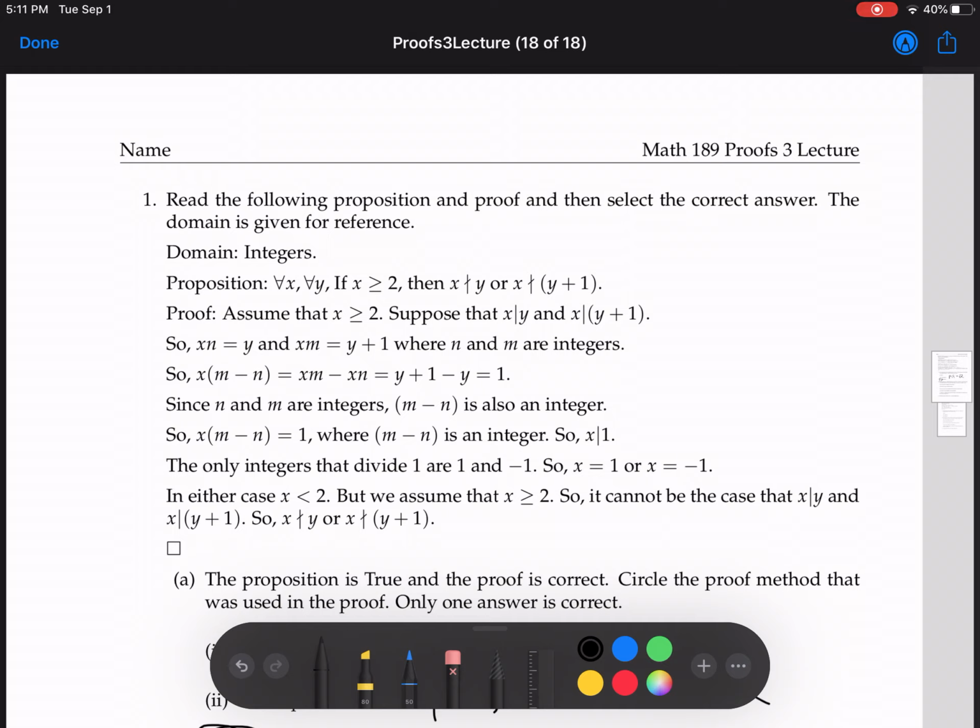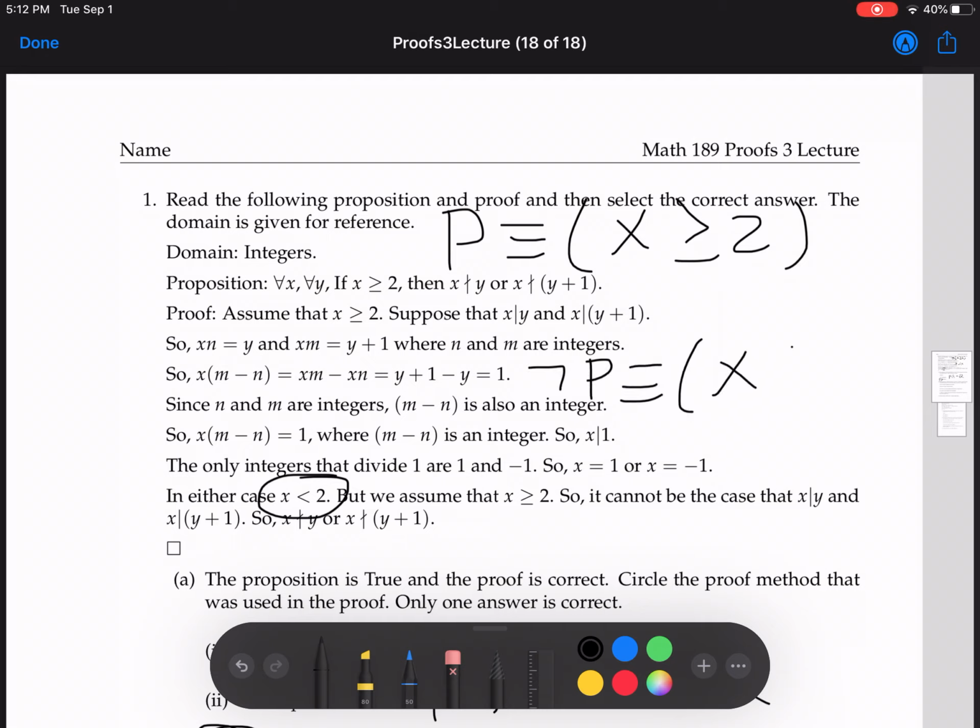but we assumed that x is greater than or equal to 2. So this is a contradiction. This is a statement that can never be true. So think about this. We have P, which is x is greater than or equal to 2. But we also have this right here. This is not P. x is less than 2.